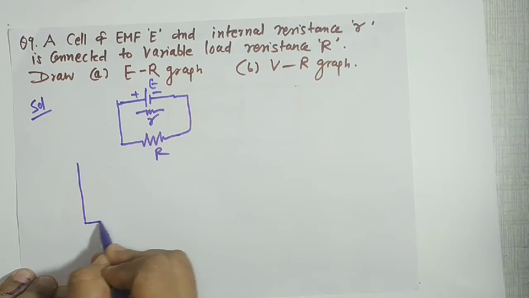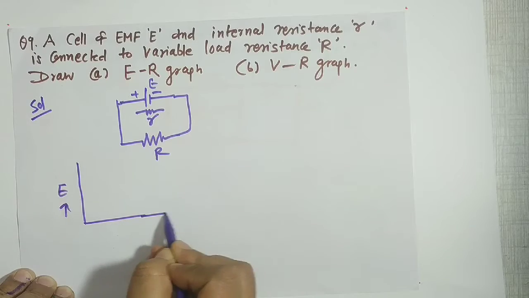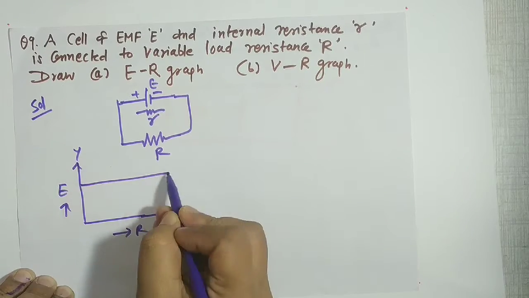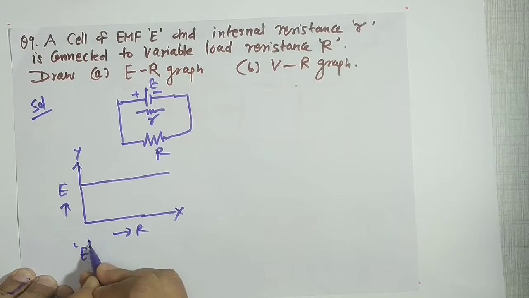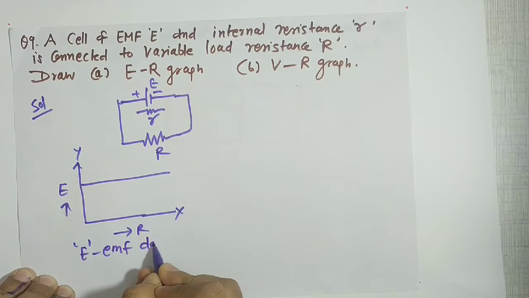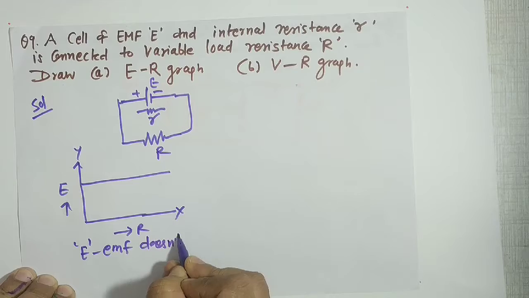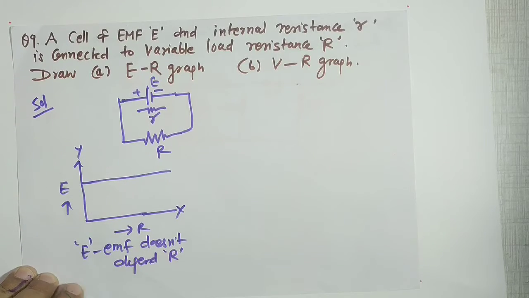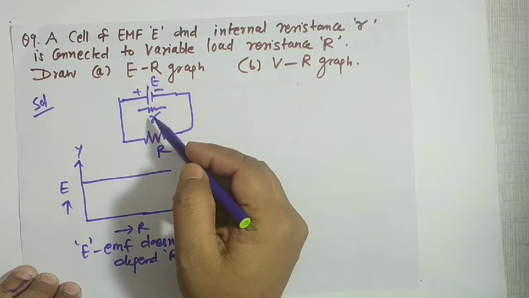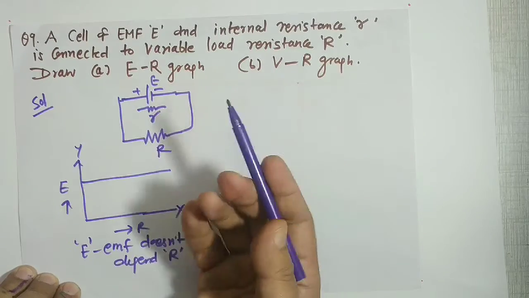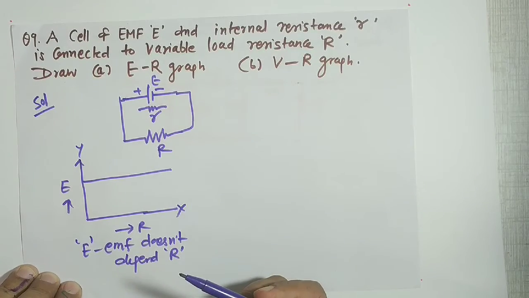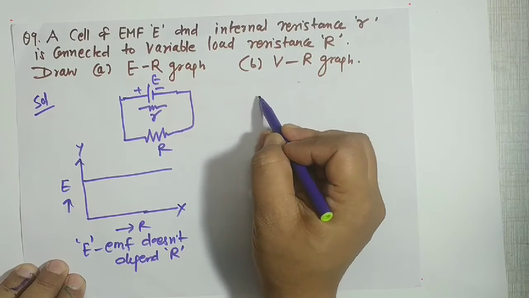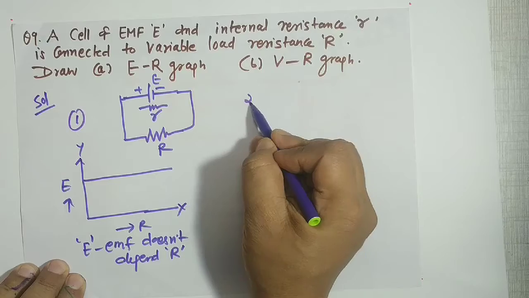Now, a very interesting thing is that the E and R graph will be a straight horizontal line, because E doesn't depend on R. E is the EMF. EMF doesn't depend on R. Okay, the potential difference depends. Now this is the ER graph. Got it or not? You may change R, but the value of the EMF will remain the same. But then we talk about the VR graph. Second one, the VR graph we are going to draw.